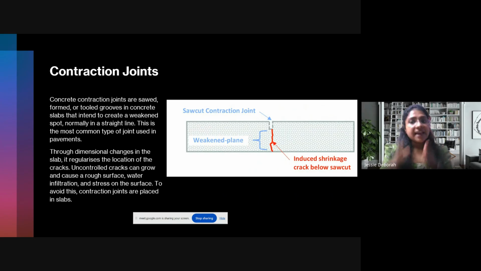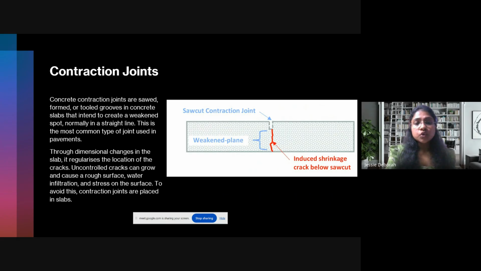We are saying that because this area is less, naturally the crack is going to form there. Okay, so what happens when you give a cut there? The area is less, so that becomes the weakened plane, so it will crack there. So I am telling that I will give an opening here, so let it crack there. I will make my design based on that. Okay, so this is a very common type of joint that we use in most of our pavements.